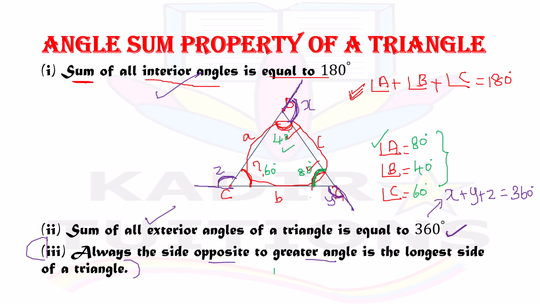So what this third point says is whatever side is opposite to the greater angle. Which side is opposite to the greater angle? It's nothing but side BC. So this is the side opposite to the greater angle, which is 80 degree. So which side is now the greater side? It's nothing but BC. This is what this third statement states. We'll see the next property.